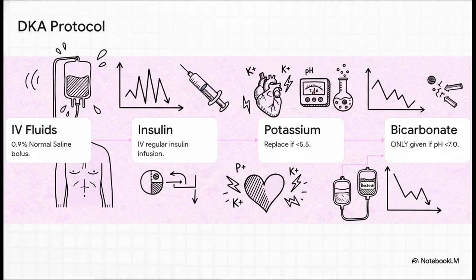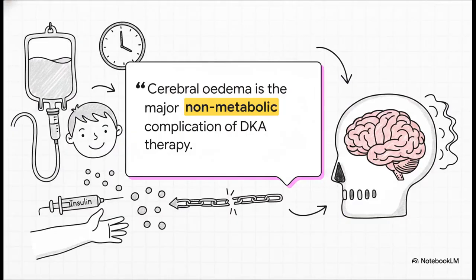arrhythmias. And notice step 4, we rarely give bicarbonate unless the patient's blood is dangerously acidic, like below a pH of 7.0. The acidosis actually resolves way slower than the blood sugar, which is exactly why we eventually add dextrose to the IV fluids. That way, we can keep the insulin drip running long enough to completely clear out the ketones.